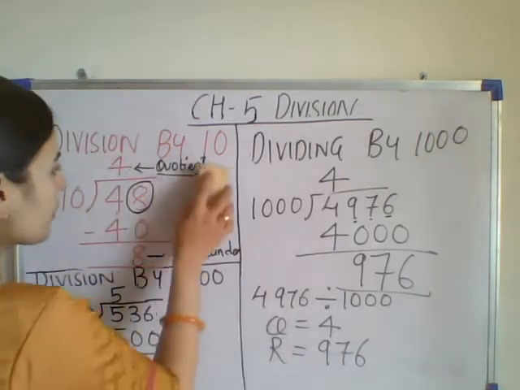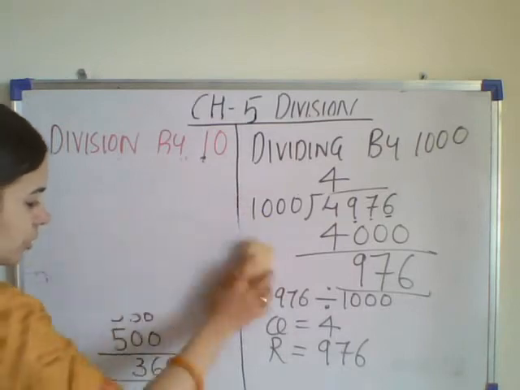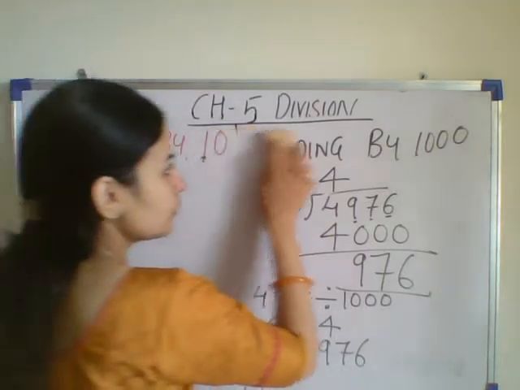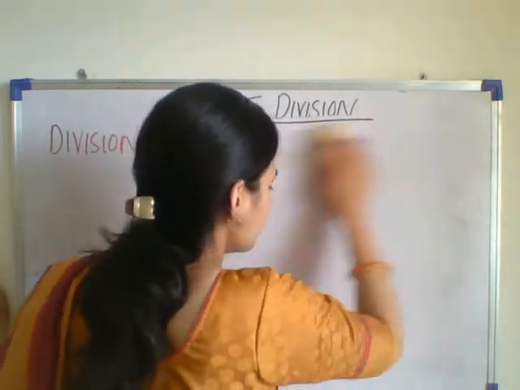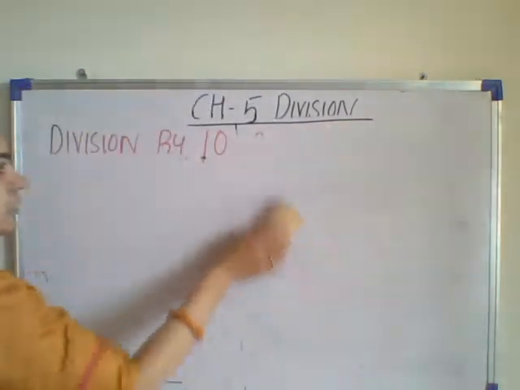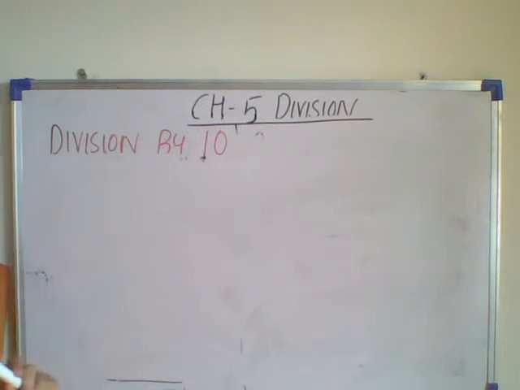Let us do some more practice of these questions so that it would be clear for you. Let us first take division by 10. Some more examples of division by 10. I have told you the rule. So now we will be straight away taking the questions.